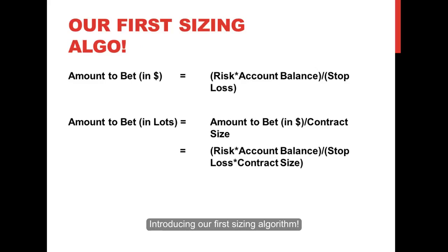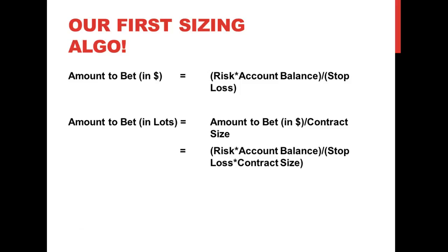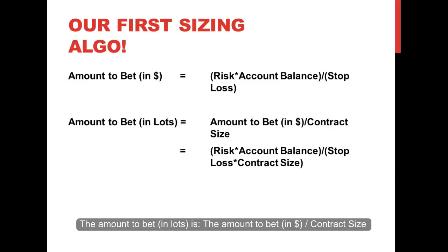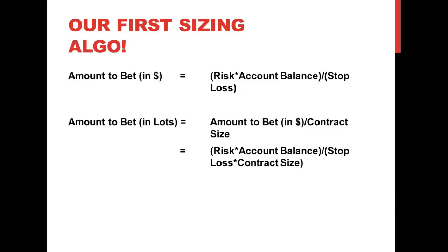Introducing our first sizing algorithm. The amount to bet is the amount of risk you want to take times our account balance divided by our stop loss amount. The amount to bet in lots is the amount to bet in dollars divided by contract size. So the formula will become the risk you want to take times account balance divided by stop loss amount times contract size.